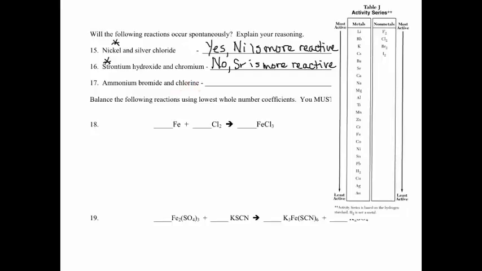We have chlorine alone, so that's a nonmetal. We're going to compare it to the nonmetal in the compound. So we're looking between chlorine and bromine. So chlorine is the more reactive nonmetal in this case. Since it's not already in the compound, then a reaction is going to occur. So we're going to say yes, and the reason why is chlorine is more reactive. So we're done with Table J.